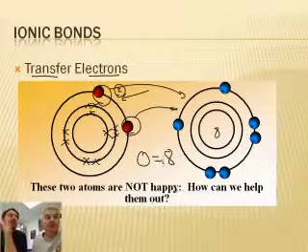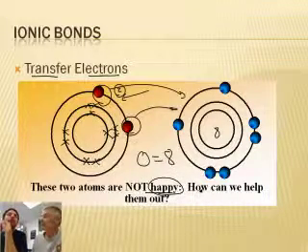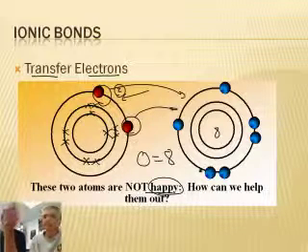So these atoms are not happy. Happy meaning 8 valence electrons; stable is a better word. If the one on the left gives its 2 to the one on the right, 2 minus 2 equals 0, and 0 equals 8, the one on the left is stable. And the 6 on the right plus 2 is 8. Good.